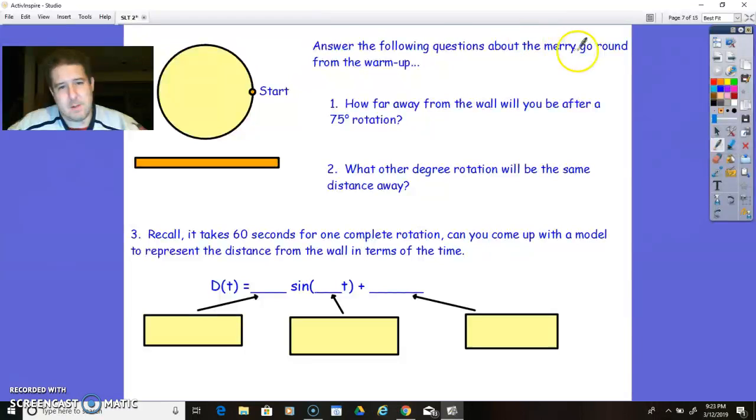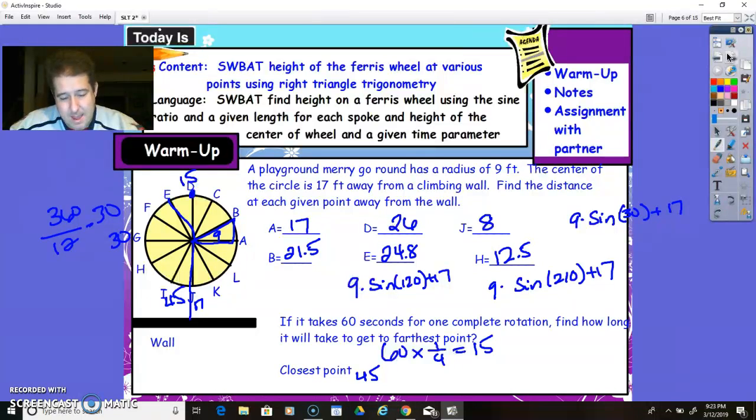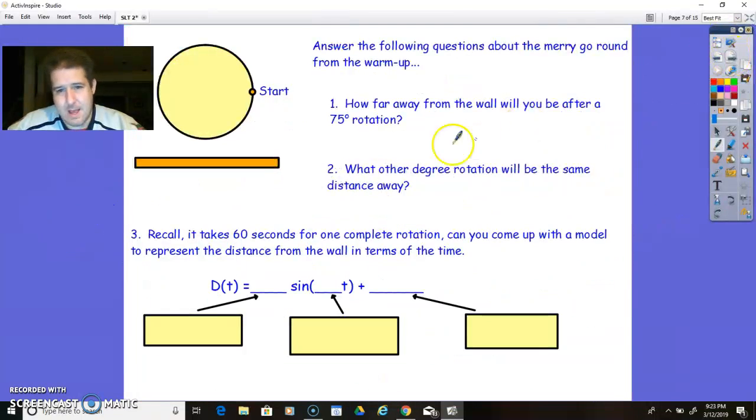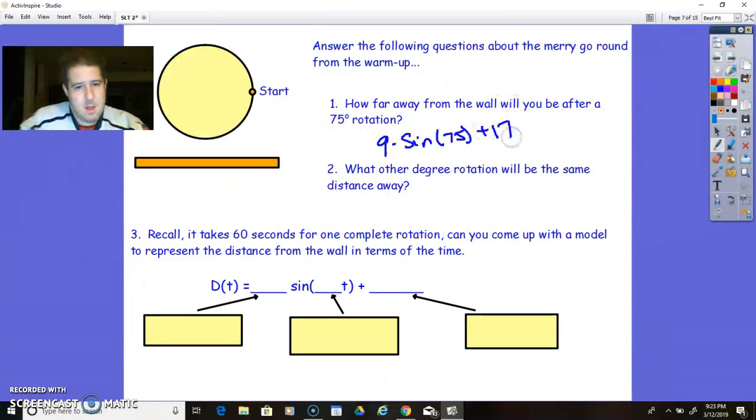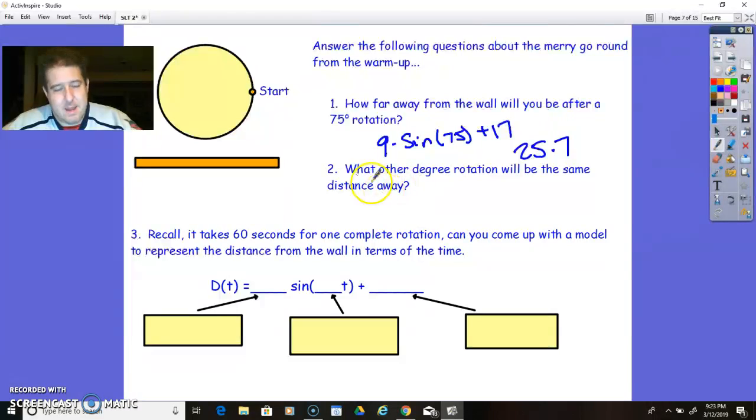Answer the following questions about the merry-go-round from the warm-up. How far away from the wall will you be after a 75-degree rotation? We're going to use the same formula, so that's 9 times sine of a 75-degree rotation plus the center height, which I believe was 17. Yes, it was. All I have to do is put that in the calculator: 9 times sine of 75 plus the center height gives me 25.7.